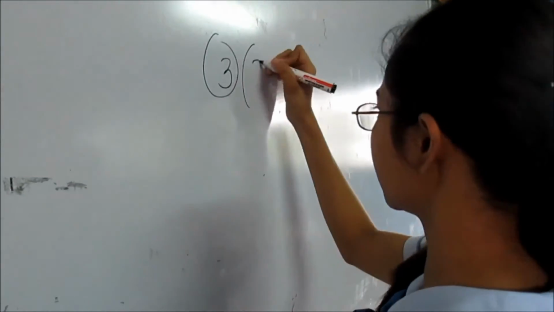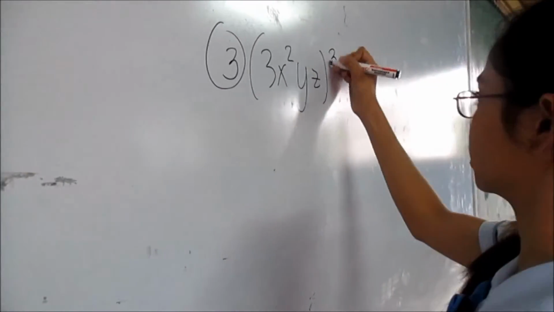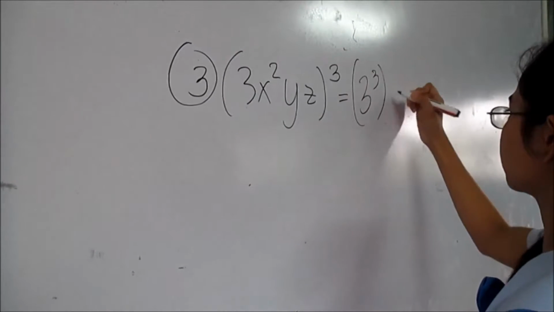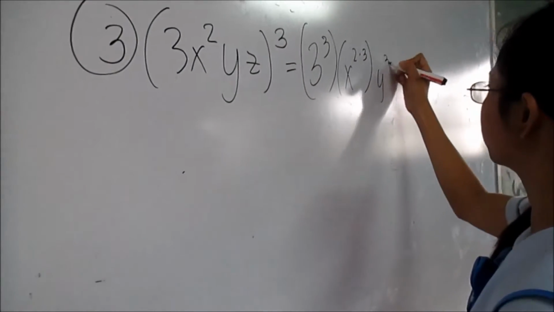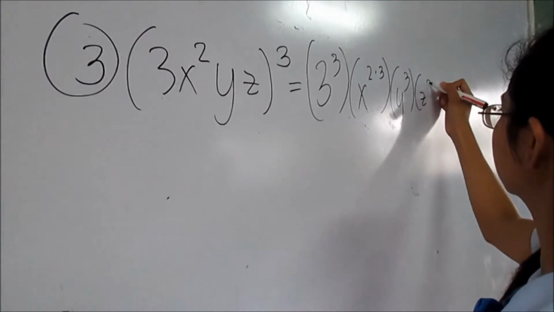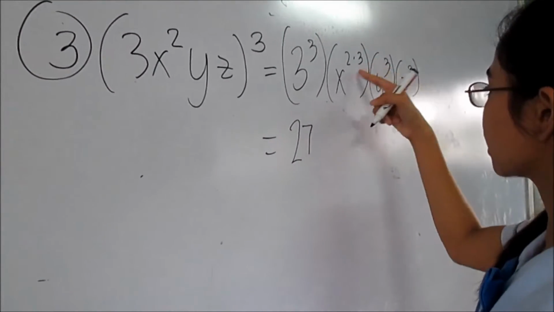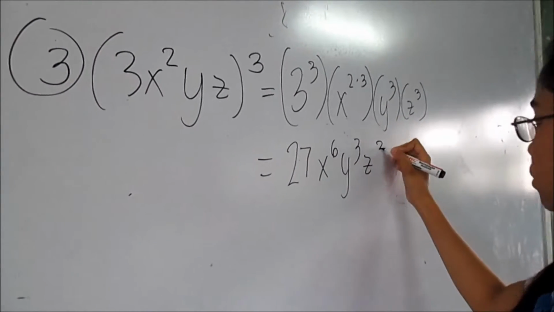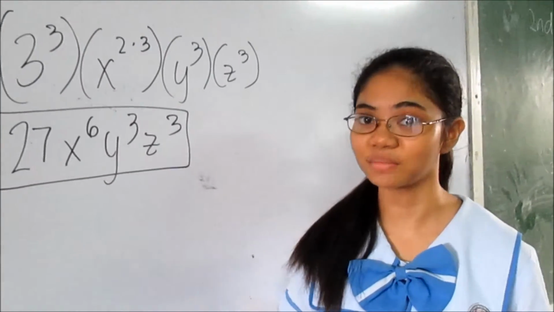Example number 3. 3x squared y z raised to 3 is equal to 3 cubed times x squared times 3, y cubed, and z cubed. 3 cubed is equal to 27, x raised to 2 times 3 is equal to 6, y cubed and z cubed. Be careful in distributing because sometimes it can be tricky.